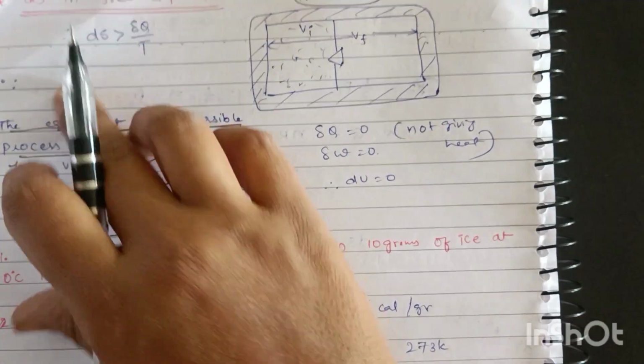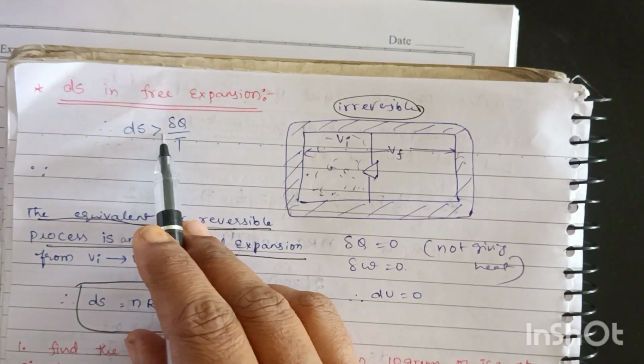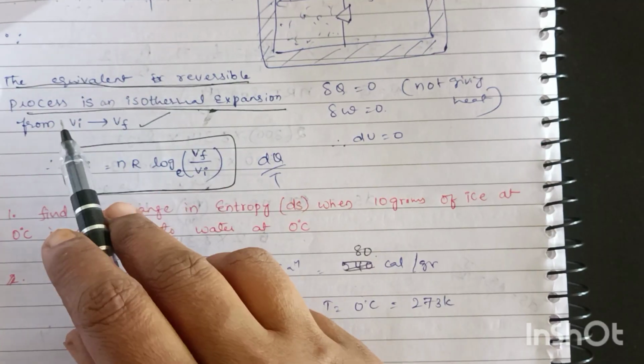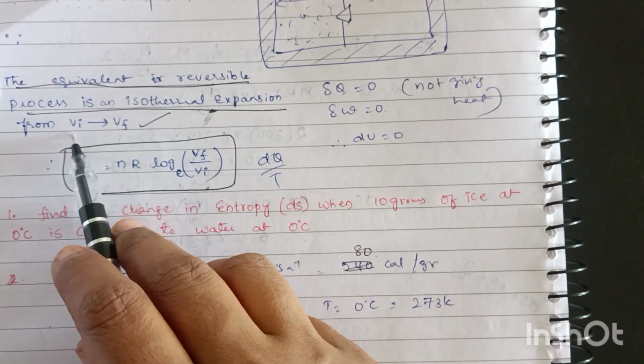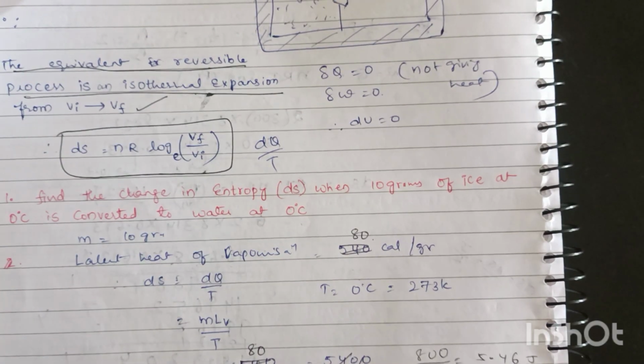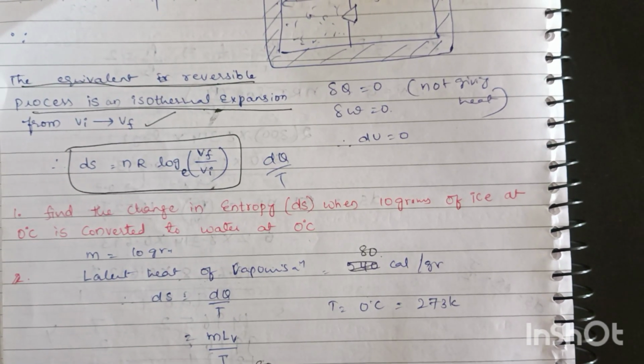Next, one more, dS in free expansion. So dS is greater than del q by T. It is irreversible. The equivalent reversible process is an isothermal expansion from Vi to Vf, and dS equal to nR log Vf by Vi. Okay, so this is the free expansion case. So this is about entropy.